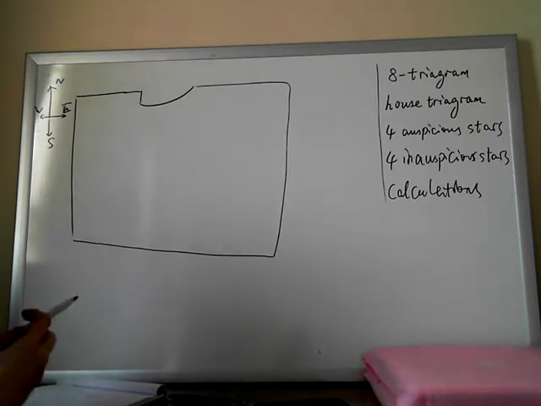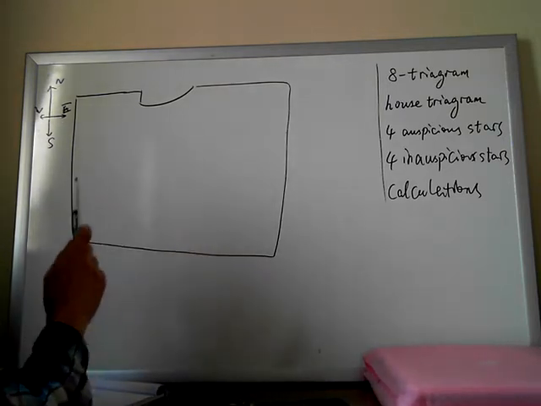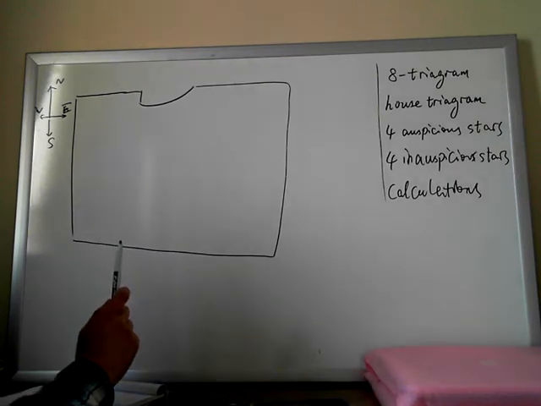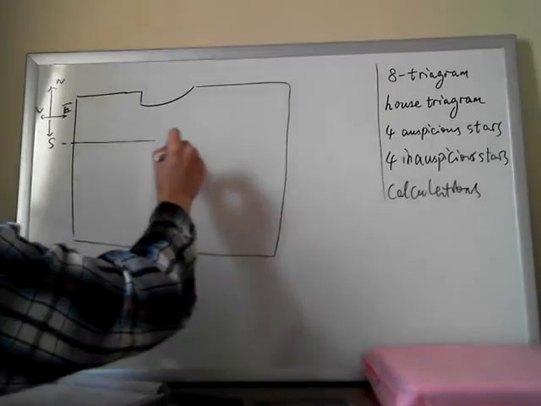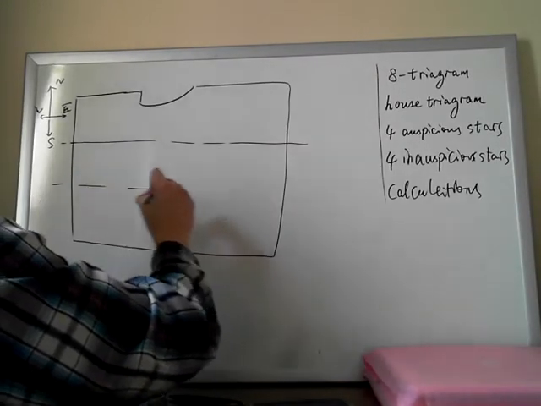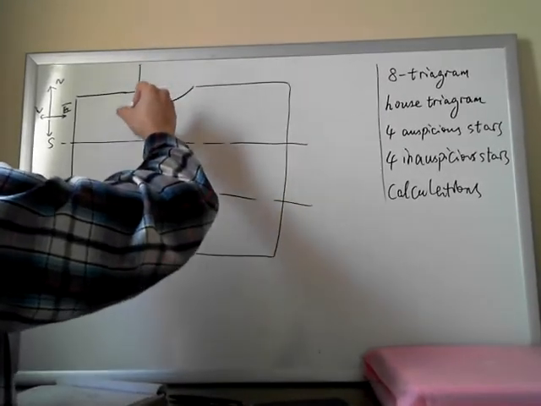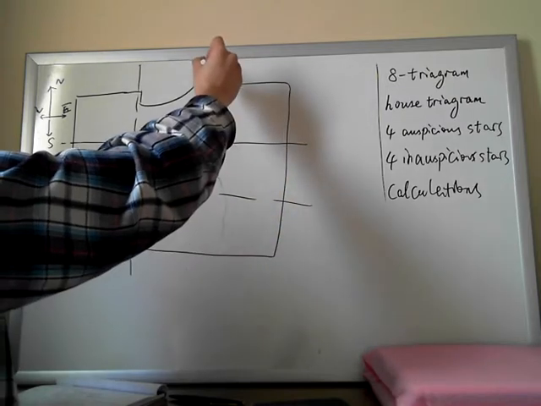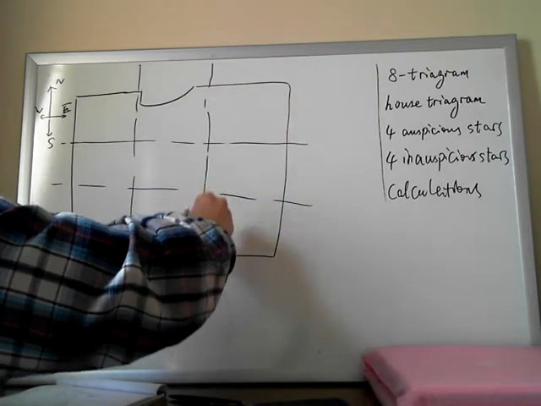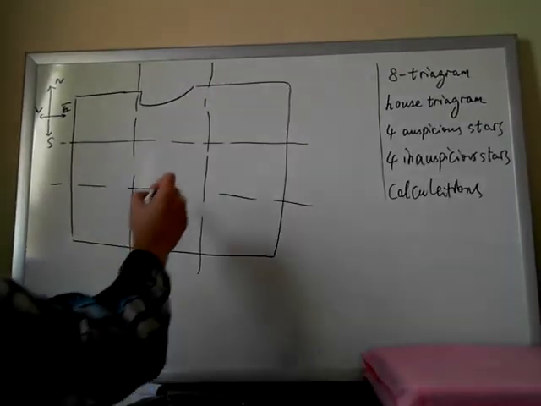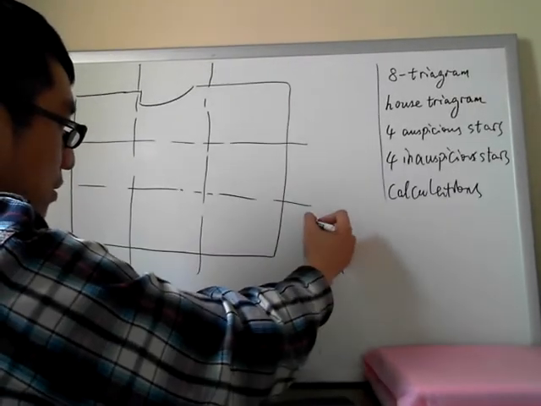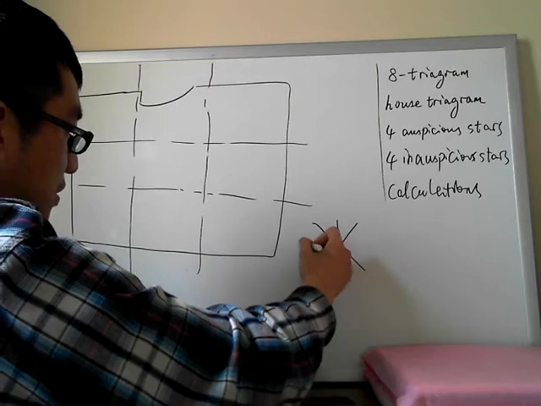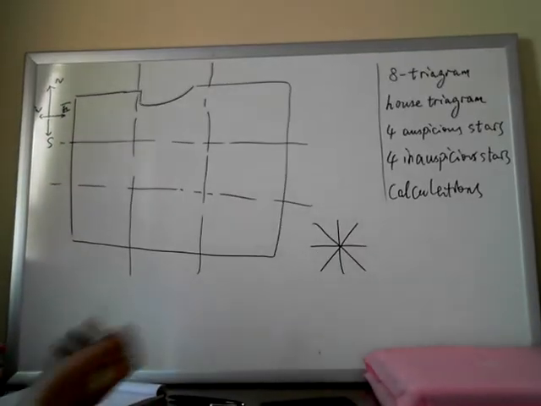So how to determine which star is in which sector of the house? First, you divide the house into 9 sectors. You can do it this way, that's what I usually do. That's the cross section of your house, and I divide that into 9 sectors. And some feng shui consultants do it this way. That's okay.